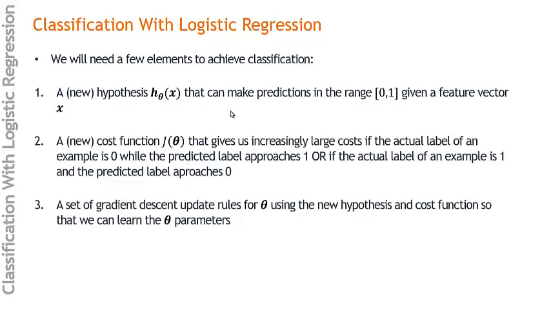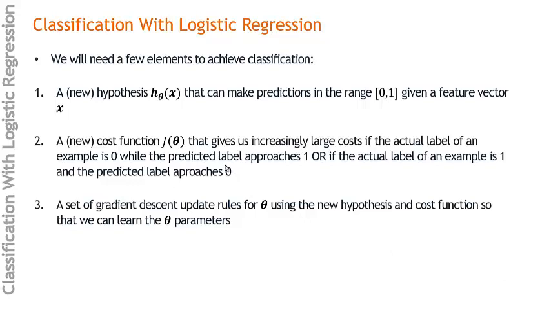Okay, so in order to get there, we'll need a few things. So we need a new hypothesis that can predict continuous values between 0 and 1. We'll need a cost function that we can use to evaluate alternative models. The cost function would give large costs if the actual label of an example is 0 while the predicted label is 1, or if the actual label is 1 and the predicted label is 0. In other words, large costs are incurred every time a false prediction is made.